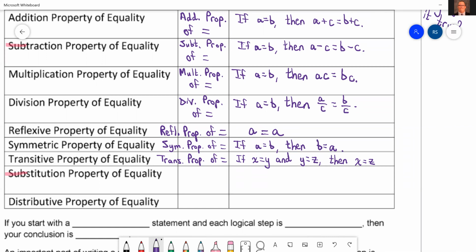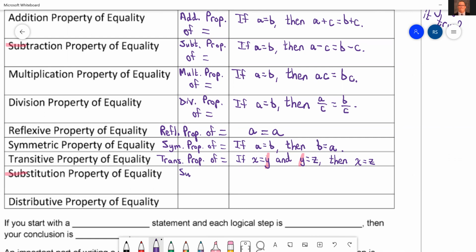Think of it like you're canceling. These middle two are the same, and you're canceling them out. So x equals z. They've got to be the same to cancel, but still, same concept. Okay, now for our other one.